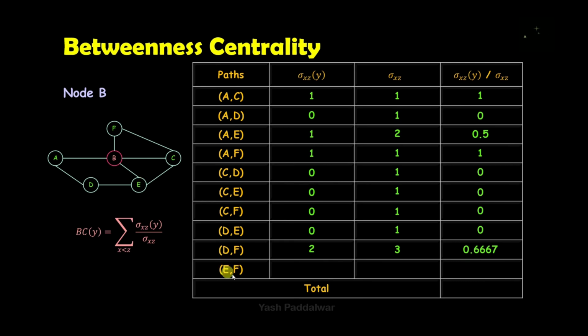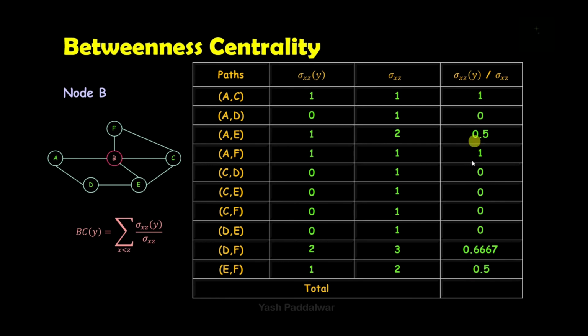The next path is EF. For reaching from E to F, we have two possible paths. One is EBF and second is ECF. Out of these two possible paths, we have one possible path which contains the node B in it. So, which is ECF. Hence, we'll write 1 in place of sigma xz of y. 1 divided by 2 gives us 0.5.